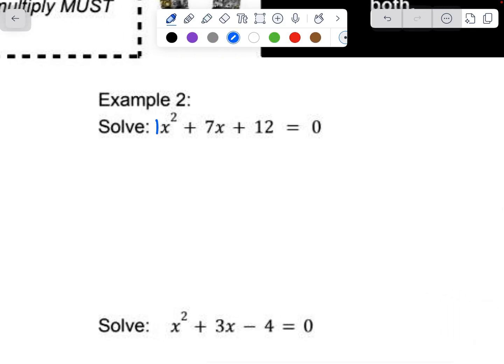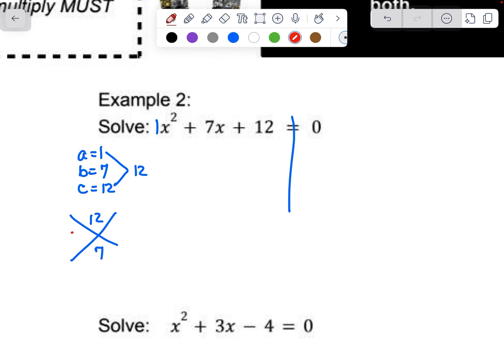All right, let's look at this one. Again, I want to make sure it's in standard form, and it is. There's no common factor, and so I'm going to go ahead and identify A, B, and C. Two numbers that multiply to give me 12, that add to give me 7. I know from a previous problem that's going to be 3 and 4. So this factors to be x plus 3 times x plus 4.